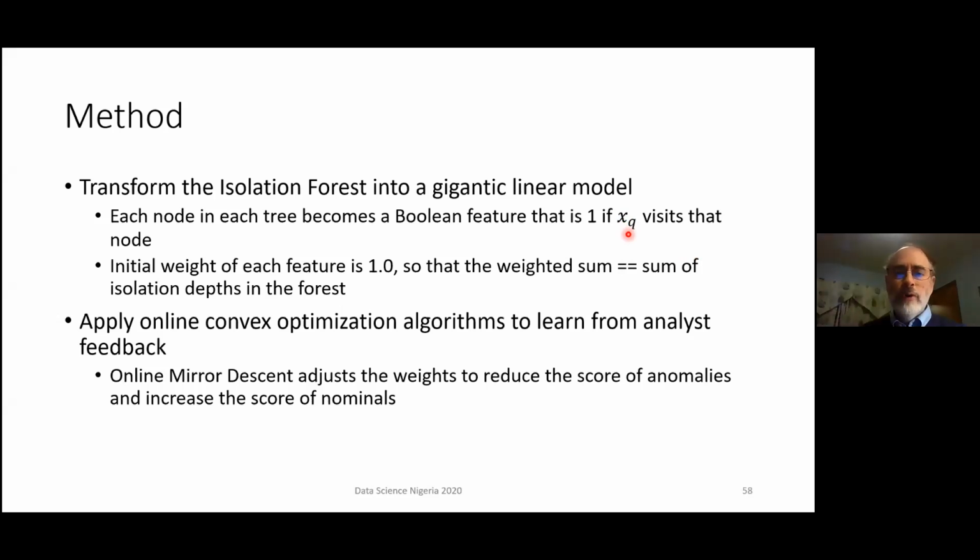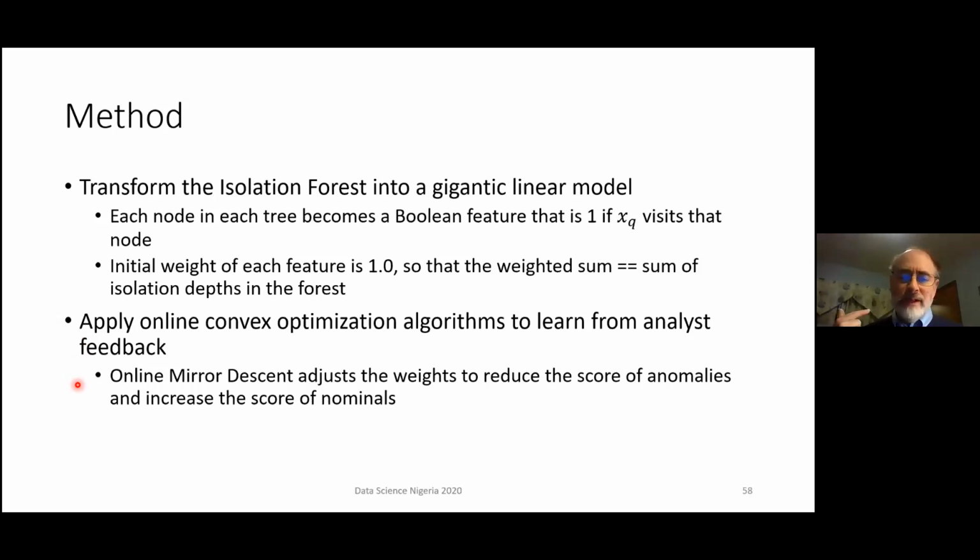Those are going to define our features, and then we're going to define weights, and initially the weights will all be set to 1. The idea is that if we multiply those weights times those features, we're getting the sums of the isolation depths of all of the data points. So it's the non-normalized isolation depth of XQ. But then we can adjust those weights. Based on analyst feedback, we're going to tune these weights. And we applied modern online convex optimization algorithms like online mirror descent to do this.